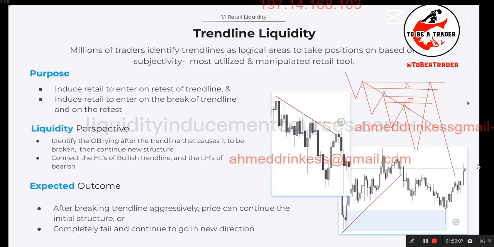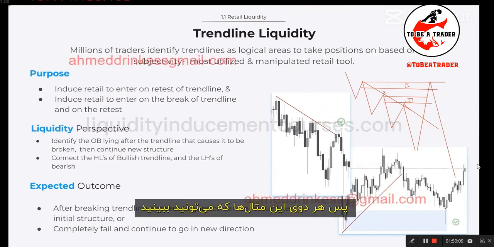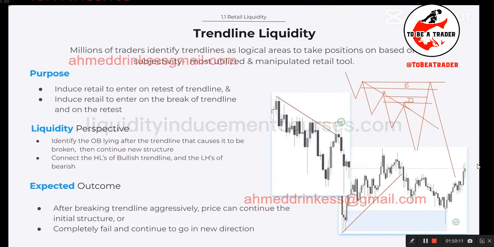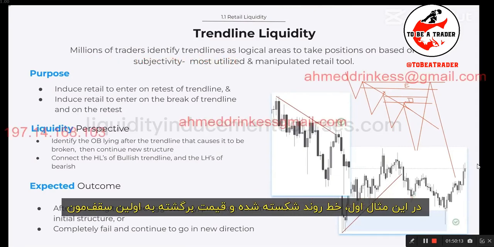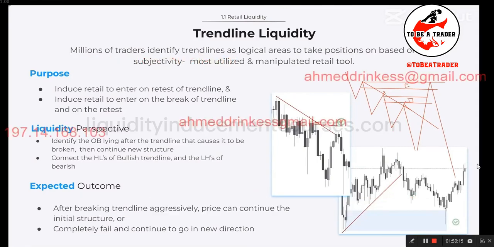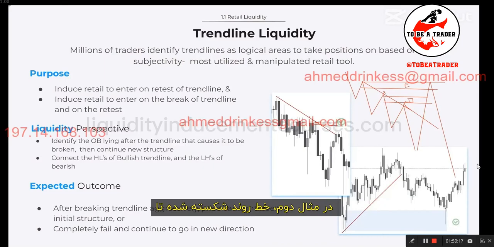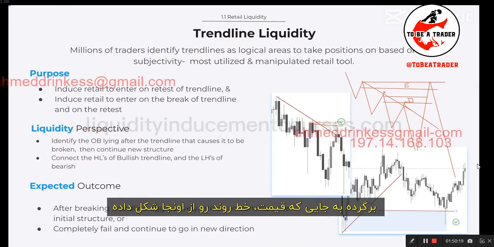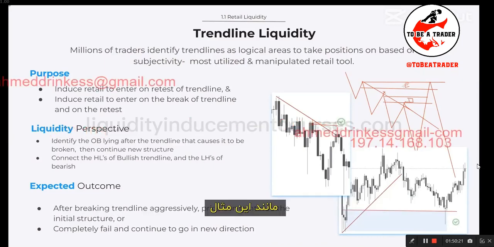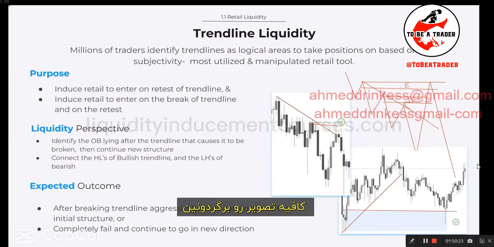In both of these examples, you can see in this first one, the trend line was broken to come back to our first high. In the second example, the trend line was broken to come back to where price first started the trend line, like in this instance. Just flip the drawing, inverse it, draw the sells, and you can come back and draw the buys.